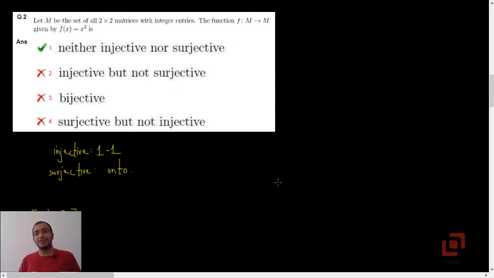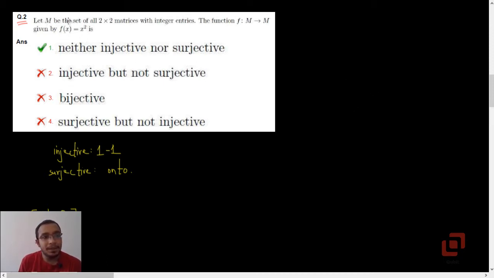In our previous video we saw how to solve the first question of the NEST 2020 first shift, and this video is in continuation with our previous one. In this video we are going to solve question number 2. This is again based on the idea of functions as well as matrices. The previous question was based on sets and relations, and this is based on functions.